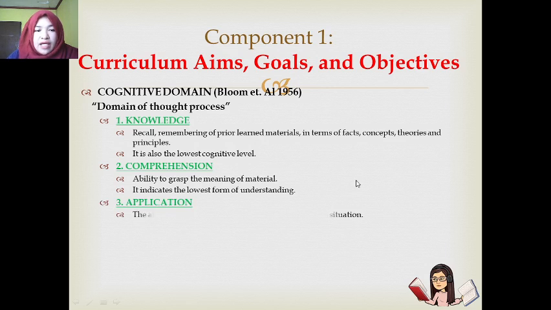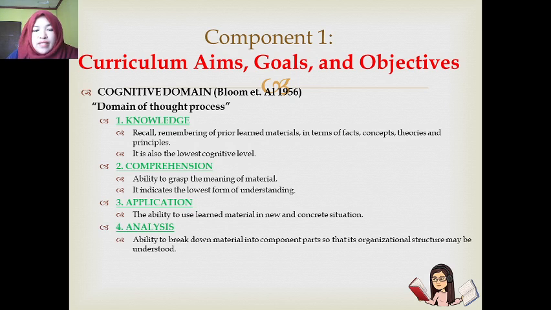Number 3, application. The ability to use learned material in new and concrete situations. Sometimes in application, you give many examples and then test whether they can answer. I also use application for board work. Before the evaluation, or before the generalization, I already have an application. Then number 4, analysis. Ability to break down material into component parts so that its organizational structure may be understood.